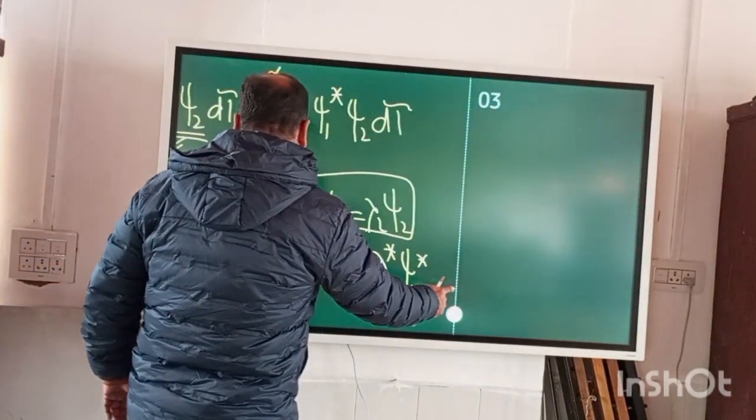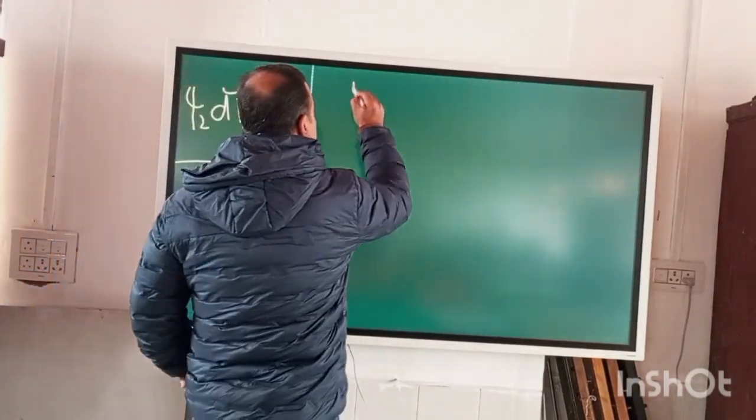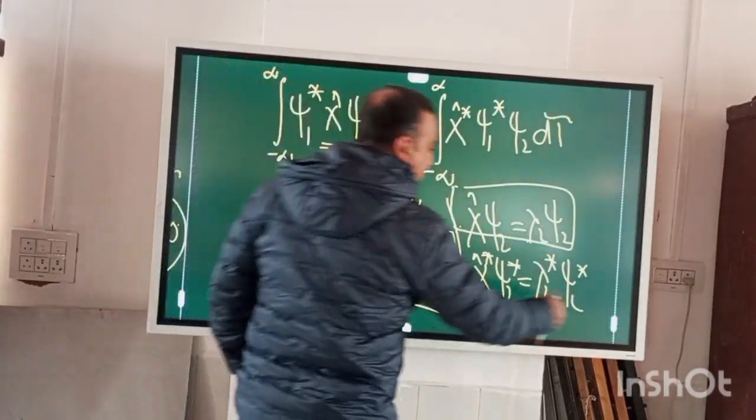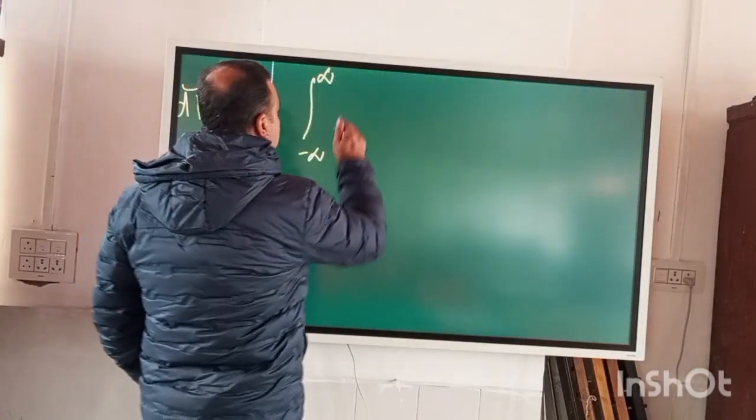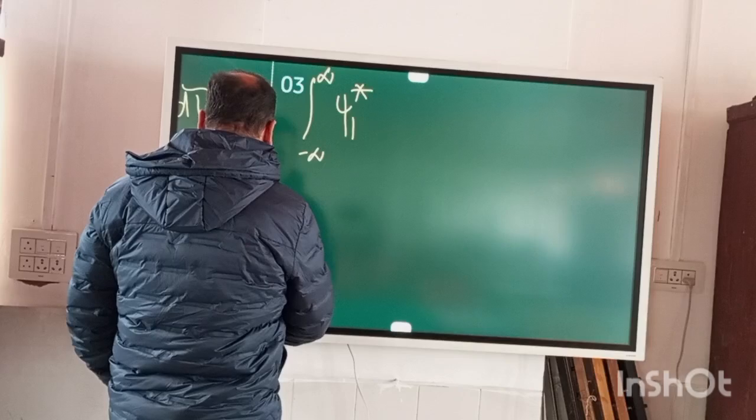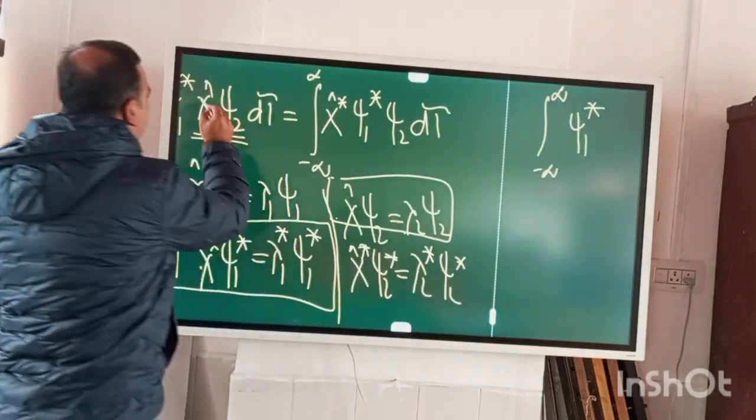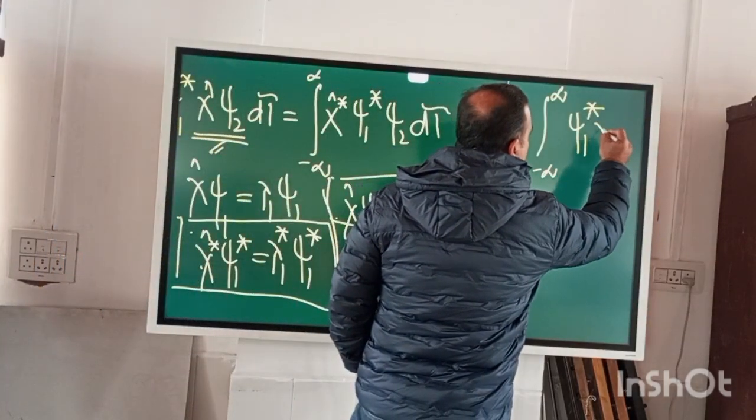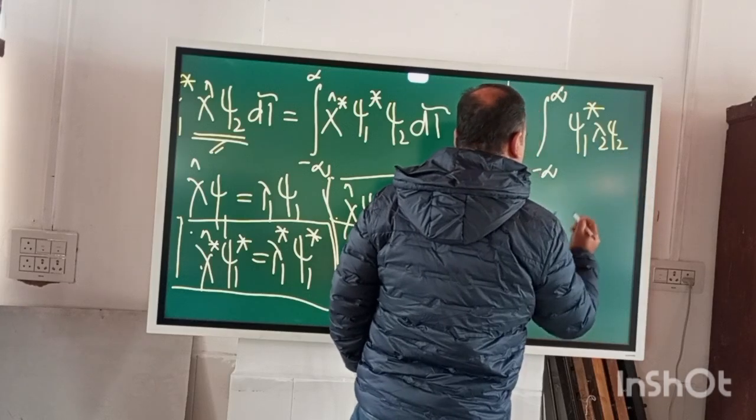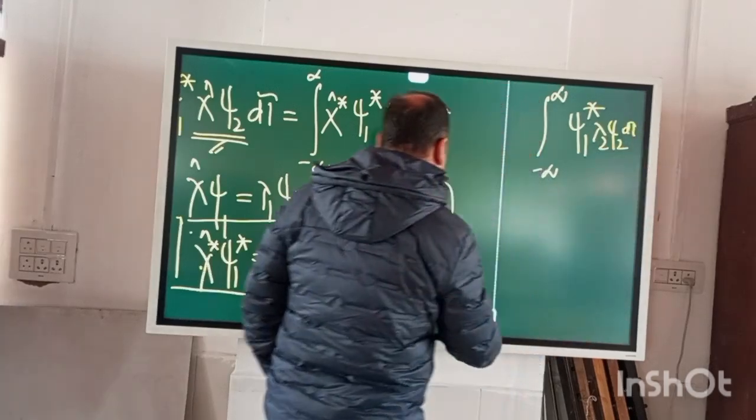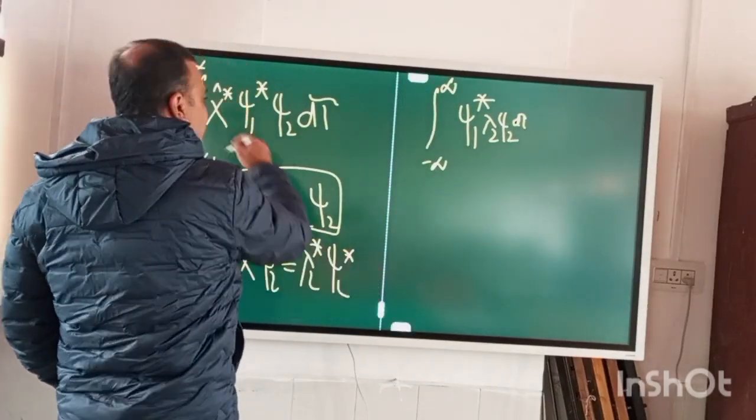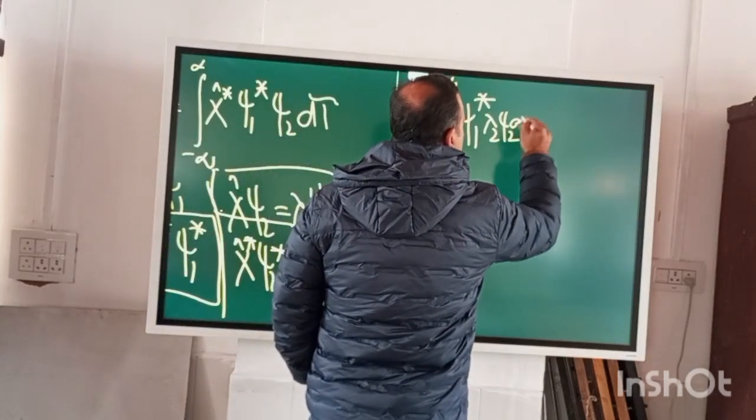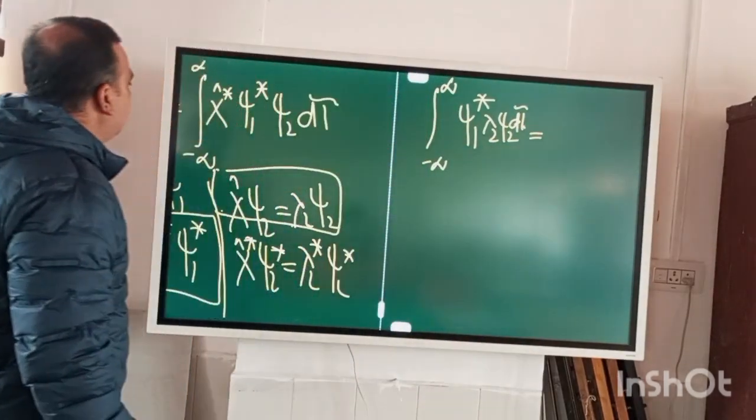So I'll have the integral from minus infinity to infinity of psi1 star, then x cap psi2, which is lambda 2 psi2, so I have lambda 2 psi2 d tau. Here we are taking the volume integral. What will be in the right hand side?